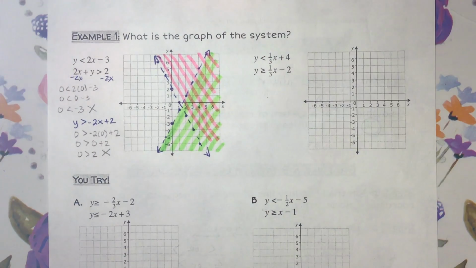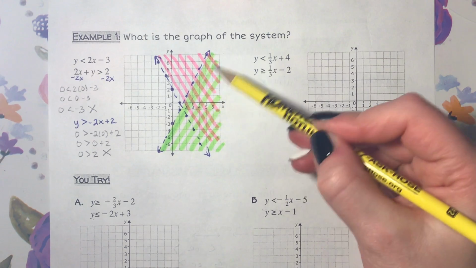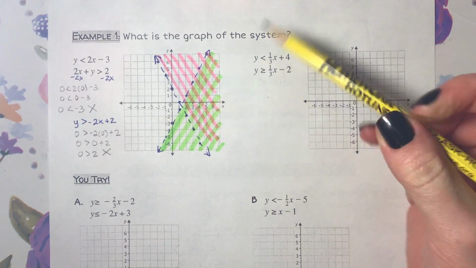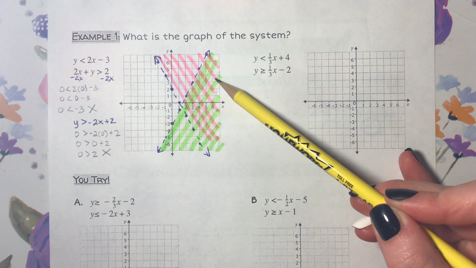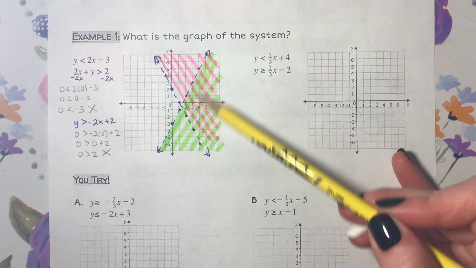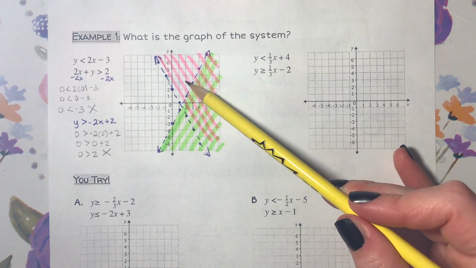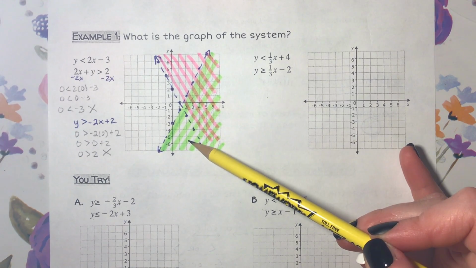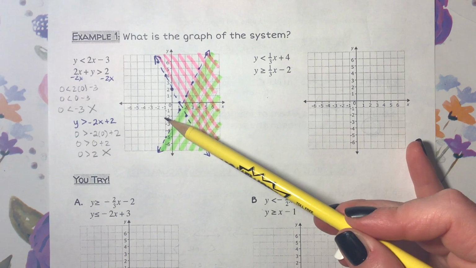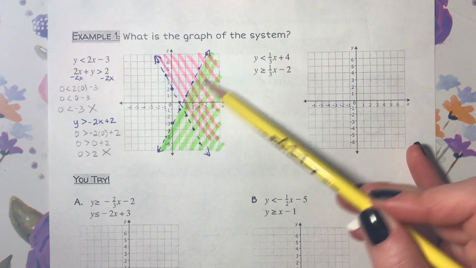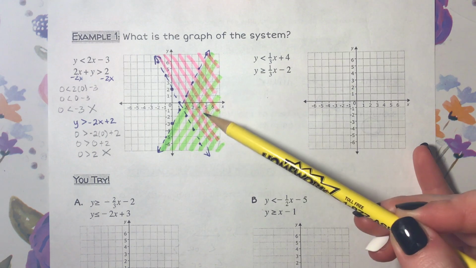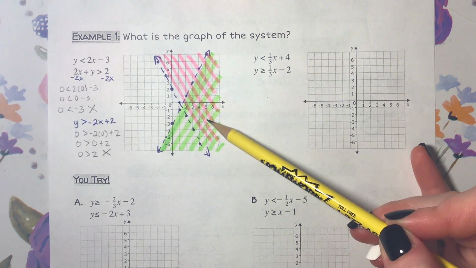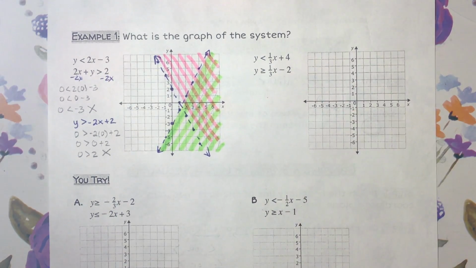Now, where is my actual answer to this? My actual answer is this part where they are both overlapping. Notice how there are pink marks and green marks in this same area. If it's only pink, not an answer. If it's only green, not an answer. If there's no shading, not an answer. Only the part that's in both of them, because these answers will satisfy both of these inequalities.